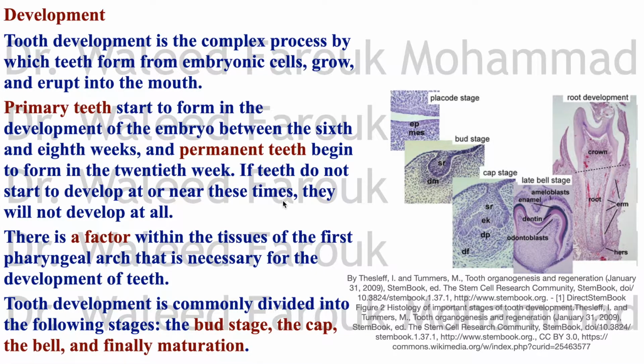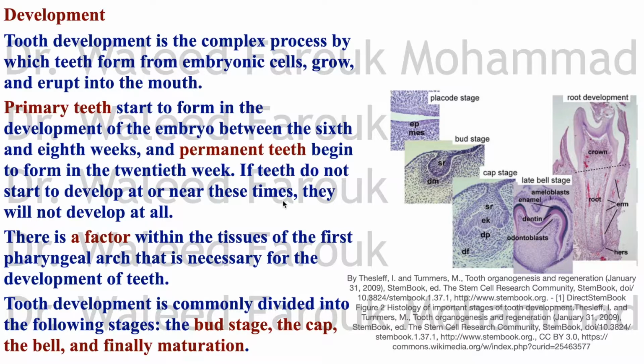As we studied before, there are primary teeth and permanent teeth. The primary teeth start to form in the embryo between the ages of 6 and 8 weeks, and the permanent teeth begin to form in the 20th week. If they do not develop, they will not develop at all, and there will be a case of hypodontia.